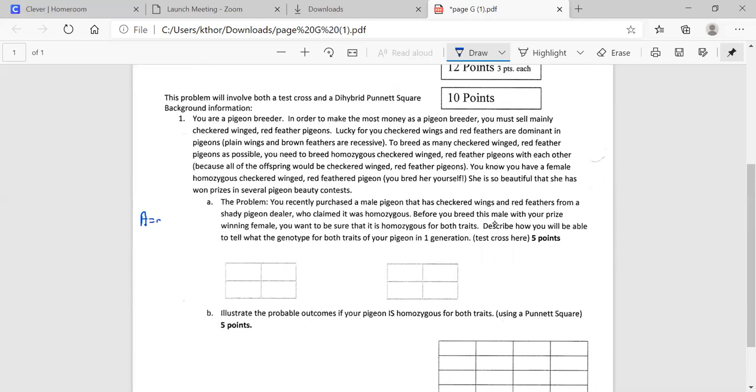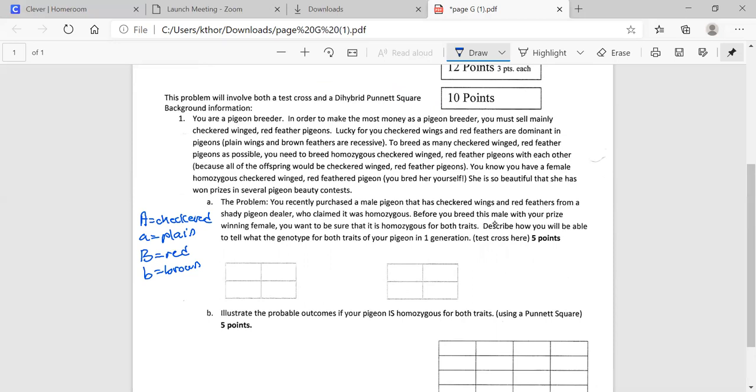I'm going to put A for checkered, little a for plain, B for red. What's the other color? Brown. All right, we have our key. Good. To breed as many checkered winged red feathered pigeons as possible, you need as many dominant as possible.